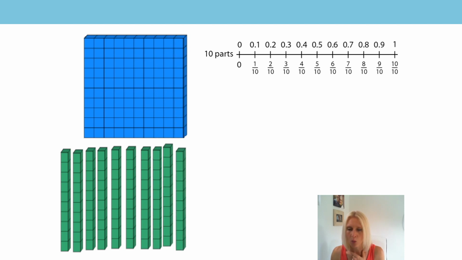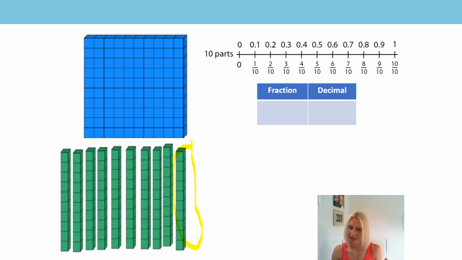And we want to think about one of those parts, which I'm going to highlight here. That is 1/10, because it's 1 out of the 10 equal parts that we've got there. How can that be written as a fraction? Well, let's look at our number line. We can use this to help us. Can you see? Our 1/10 as a decimal looks like this, 0.1.